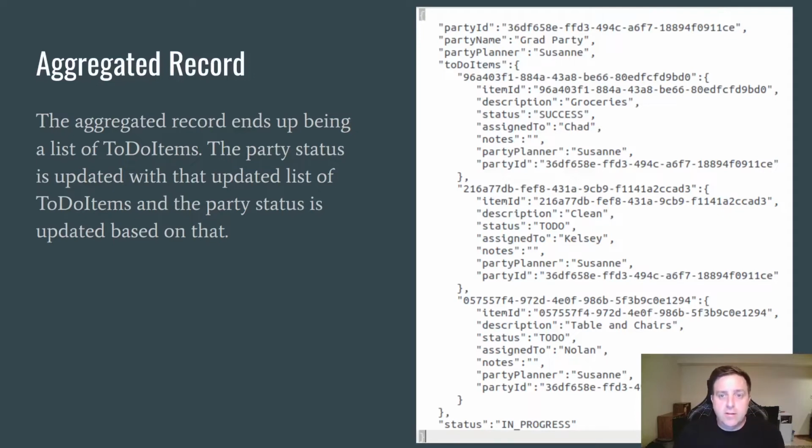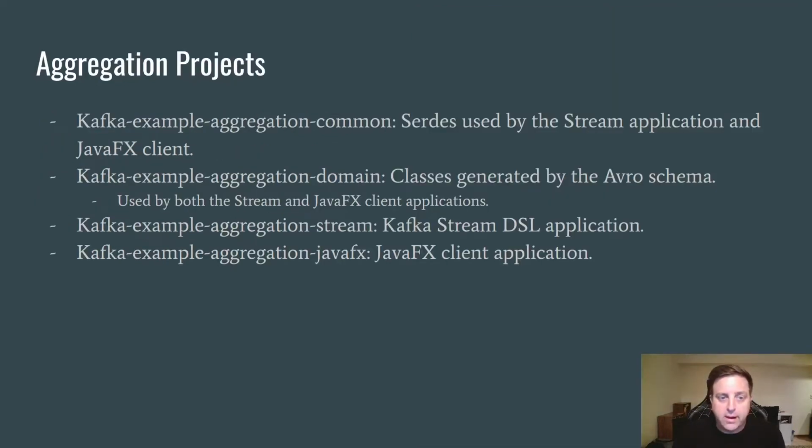The message in the end looks something like the JSON on the right here, where we have the party name, the party planner, the list of to-do items with the current statuses, and the status of the party overall. The aggregation project consists of 4 code bases. We have the common, domain, stream, and JavaFX. The common project has the serdes in it that are used by the JavaFX and stream applications. The domain project has the Avro schema and the generated classes from that schema.